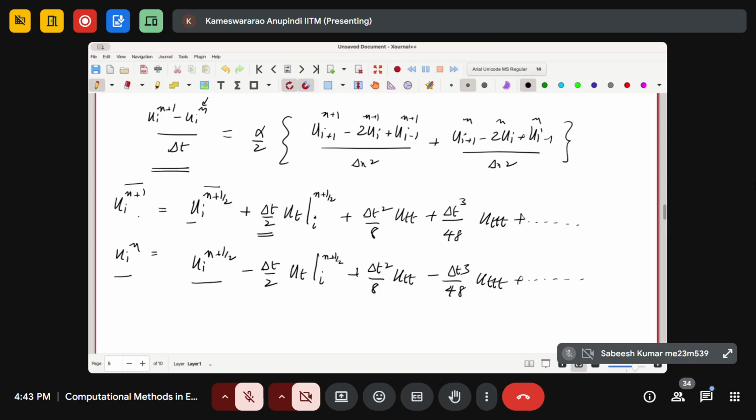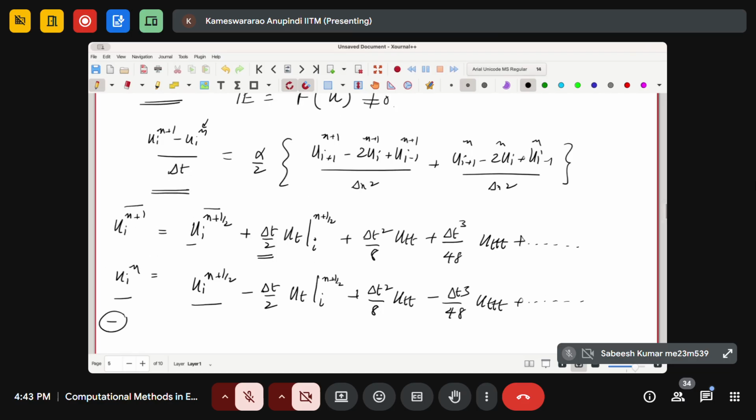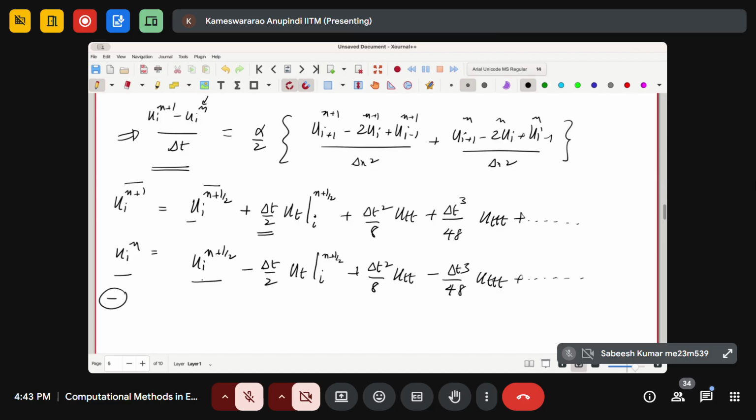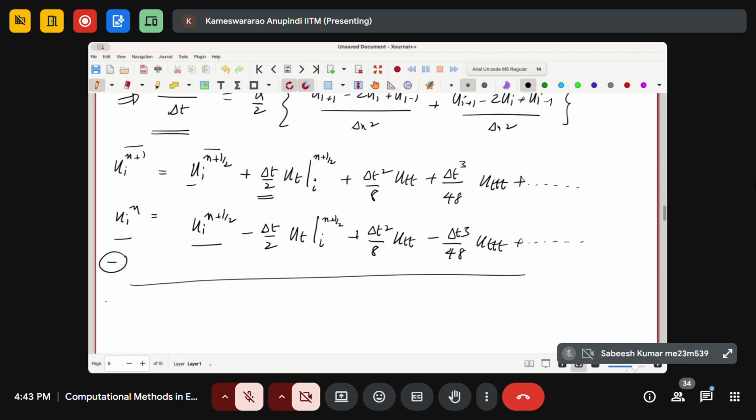So that's what I have. That means if I'm going to subtract one equation from the other, because that is what I have on the left hand side, u_i^{n+1} minus u_i^n divided by delta t, that is going to be subtract these two, second one from the first one, divided by delta t. So the first term is going to get cancelled because this is u_i^{n+1/2}, u_i^{n+1/2}. Second term is going to get added up. So this is 2 halves, that will become 1. And then you are dividing with delta t. So delta t is gone. So we end up with just u_t.